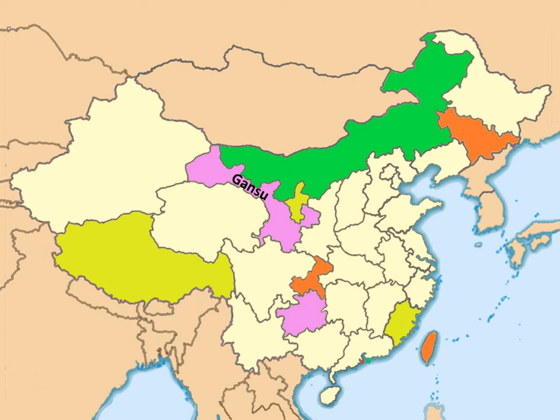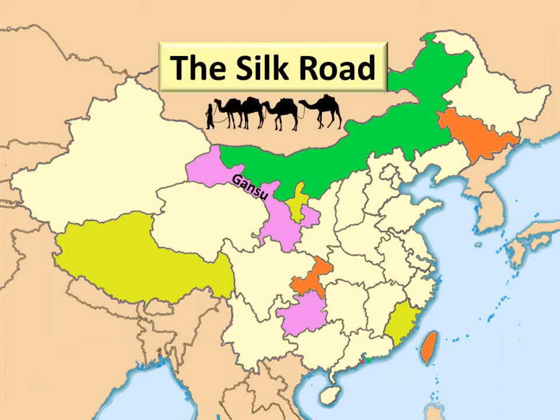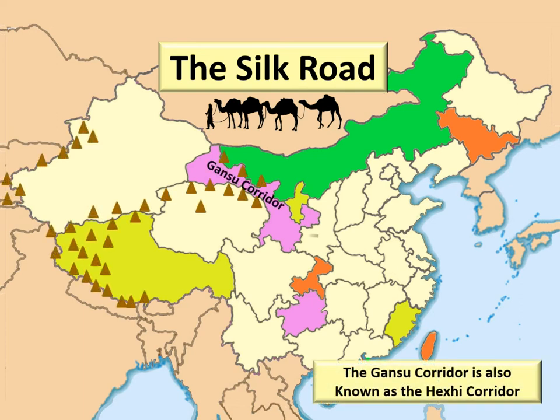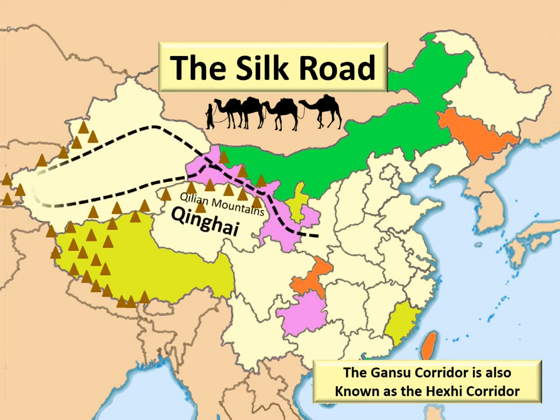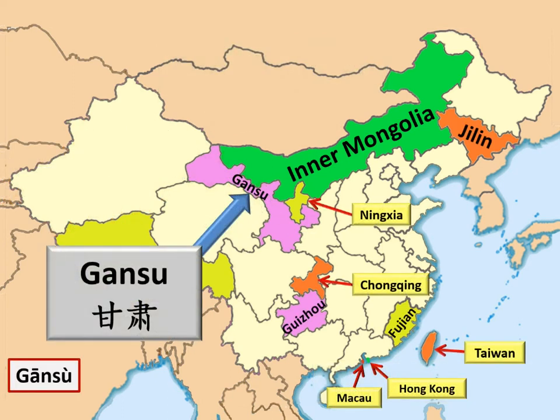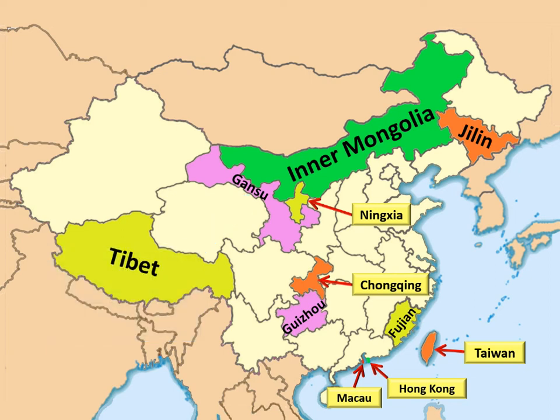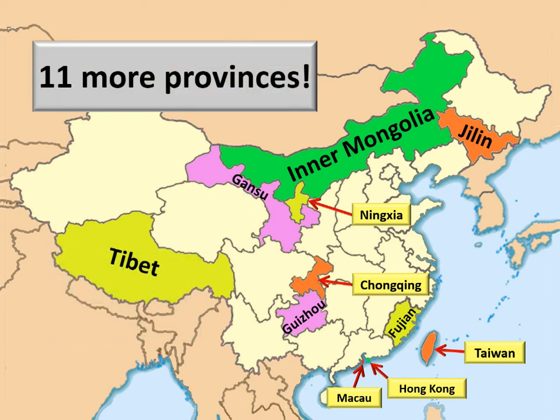First used in ancient times, the Silk Road was a caravan route that connected China with the Western world. It passed through the important narrow Gansu Corridor, which provided a route with a string of oases between the high rugged mountains at the border between Gansu and Qinghai provinces and the deserts and mountains of Inner Mongolia. Gansu province, a rugged lifeline of trade. And there we have it, 11 more provinces and other administrative areas.